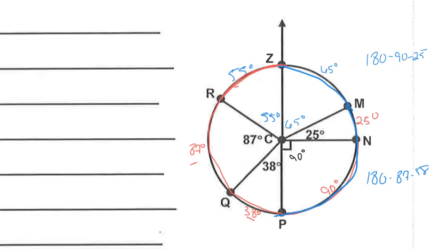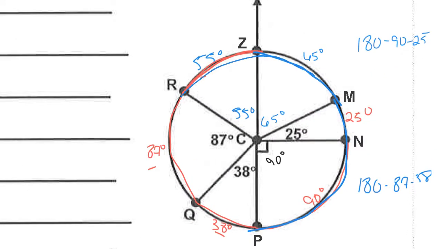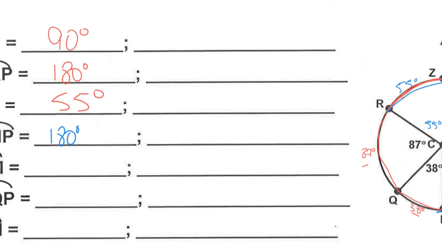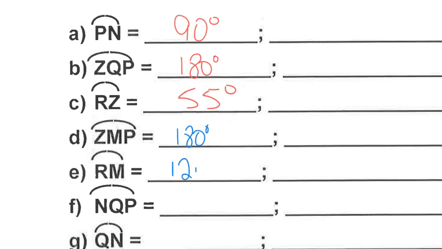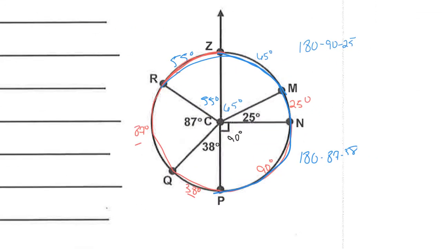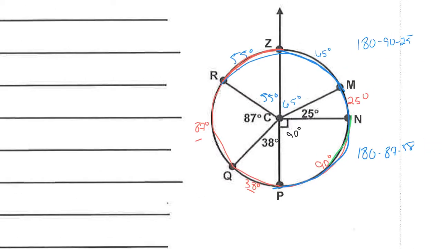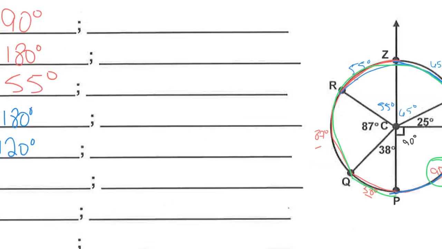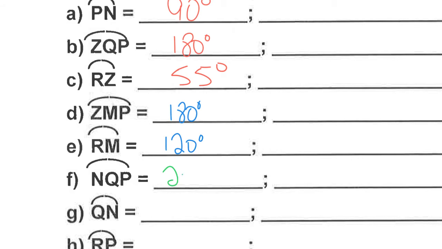Arc RM, let's see, that's from R to M. So we're going to have to add those together. It looks like 65 plus 55 would be 120 degrees. NQP, let's see, N to Q to P, so we have to be careful there. That's N all the way around to Q to P, so it's everything but this one. Well, that would be 270.